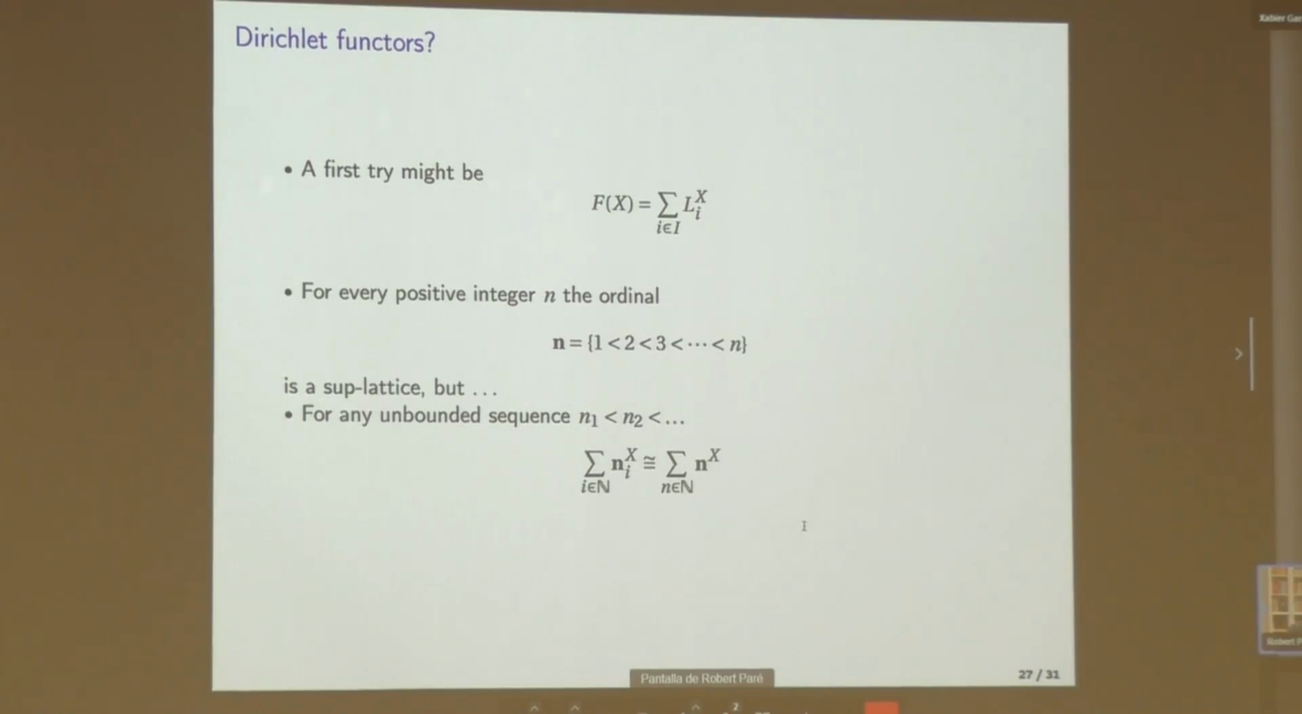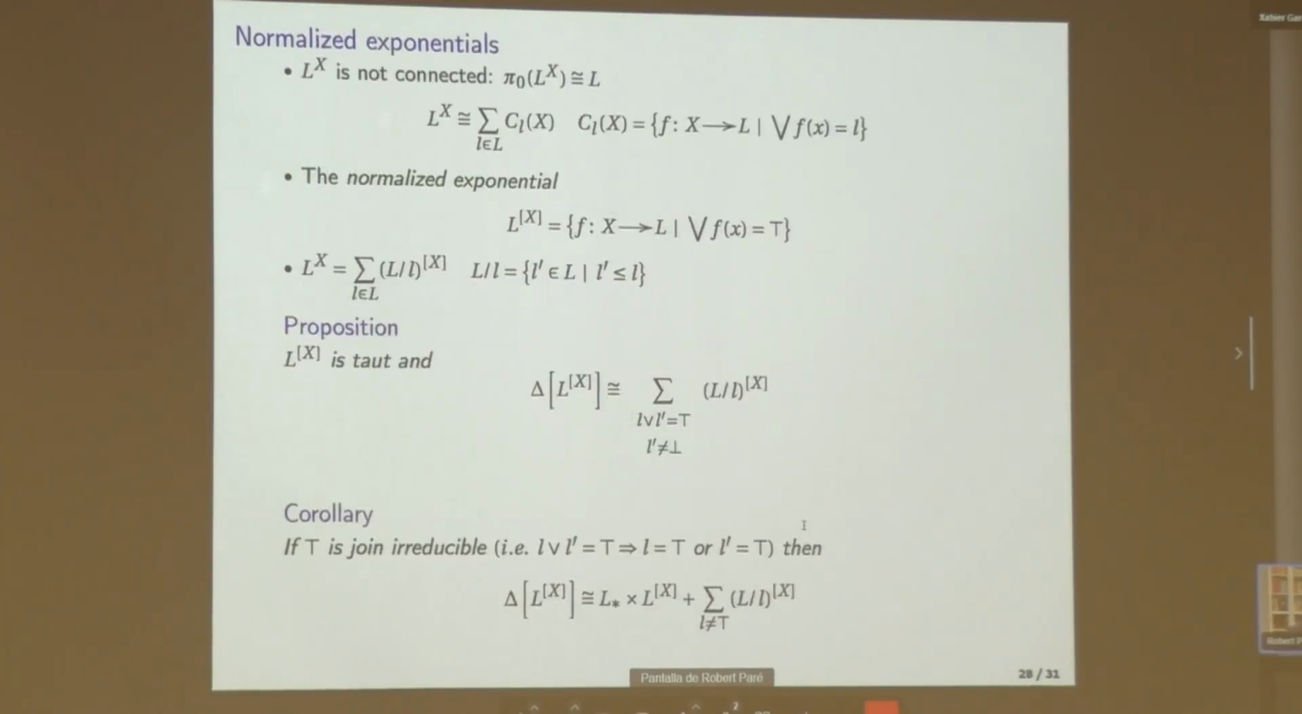So, for example, if you take the nth ordinal, so 1 less than 2 less than n, this is a sup lattice. Now, if you take any increasing sequence of n's, and you take the sum of these n_i's to the x, it's going to be isomorphic to any other such sum. So, for example, the sum over all n's. As I said, the reason is these components in here can float around. So the set of components of L to the x is L.